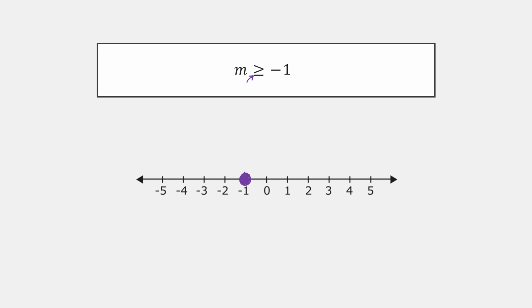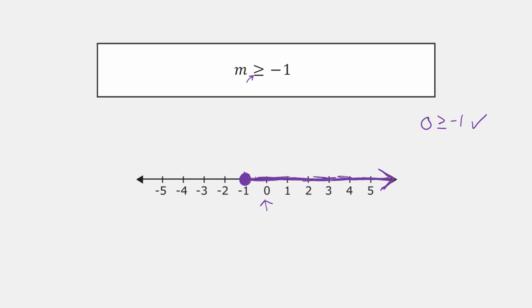Now we have to determine which way we shade. If you read the inequality as is, m is greater than or equal to -1, we want all the numbers greater than -1, which means that we would shade to the right because 0, 1, 2, 3, 4, 5, all those numbers are bigger than -1. But again, if you wanted to plug in a number and test to see if it's true, if we tried plugging in 0, we would have 0 is greater than or equal to -1. That is a true statement, which means we shade towards 0, and that's to the right where we already shaded.